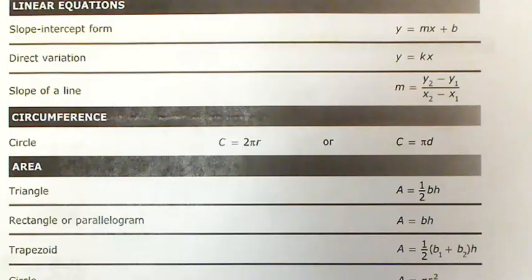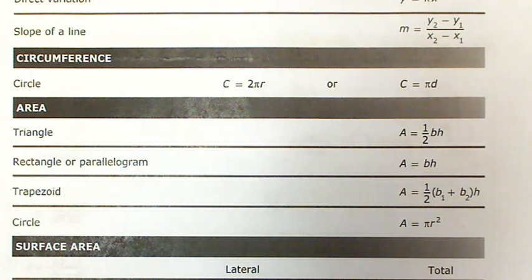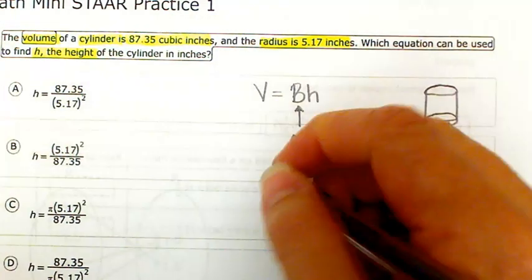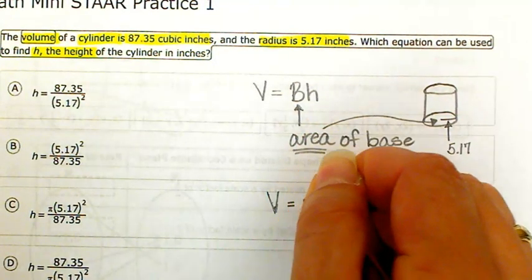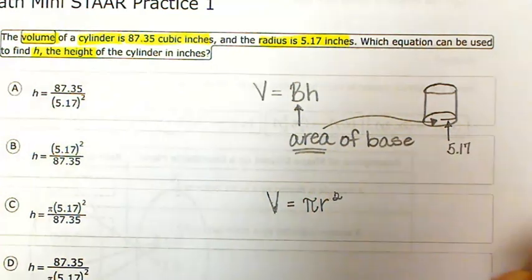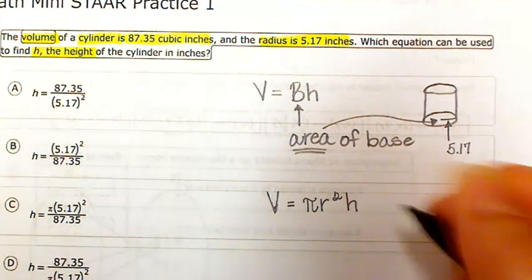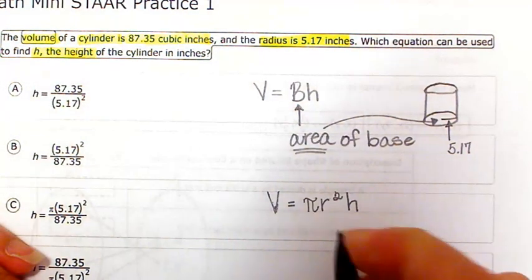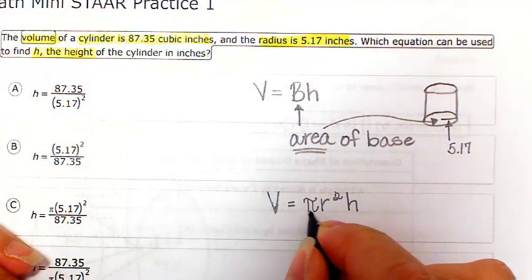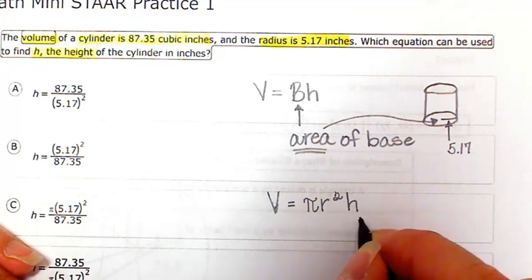Here's circle area right here, pi r squared. So instead of writing capital B, I'm going to write pi r squared because that is the area of my base and my base is a circle, and then times h. Okay, and it says write the equation used to find height. So all of this is multiplied together. Basically, it's pi times r squared times h.